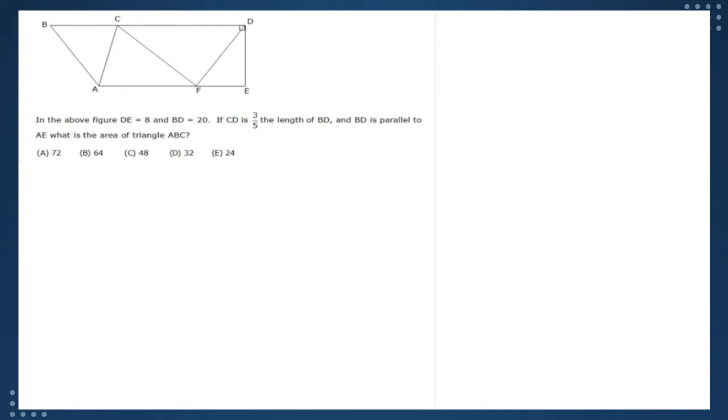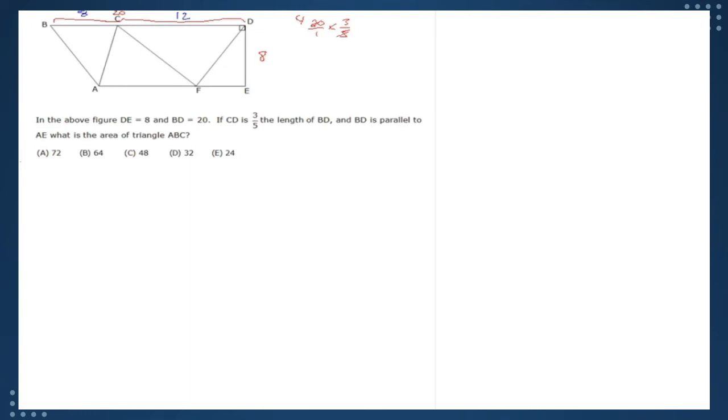So in this particular instance, first and foremost, there's a lot of information. We need to fill that in. So we have DE is 8. We have BD as a whole is 20. We have that CD is 3/5 of 20. So 20 times 3 over 5 gives you 12. So if CD is 12, that means BC is 8. Now, the question was telling us that BD is parallel to AE, which is important. And we need to know the area of triangle ABC, so we need to know the area of this triangle here.